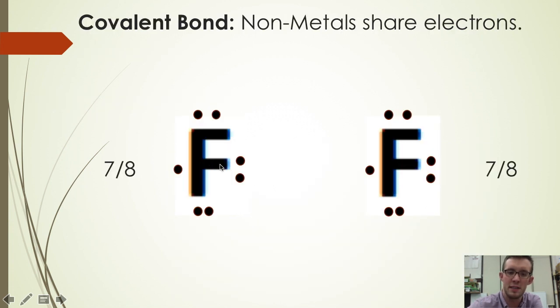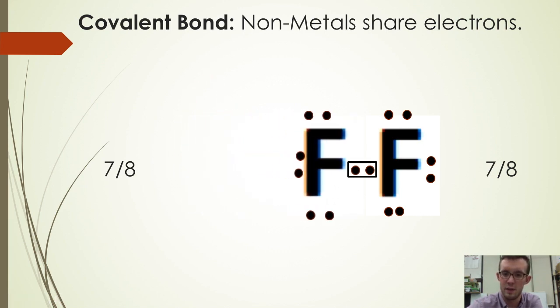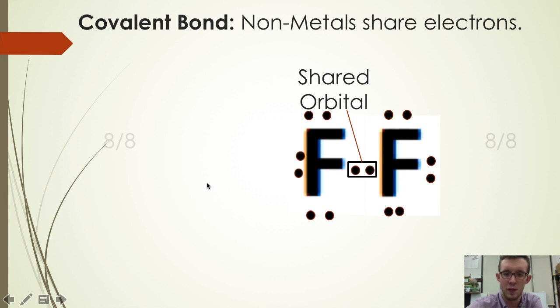But what we just covered today in class is when two nonmetals meet, what these nonmetals can do is they can share valence electrons, that is, share an orbital with each other, so that both elements can stabilize their valence shells. So after fluorines share an electron orbital, they now each have access to 8 valence electrons.